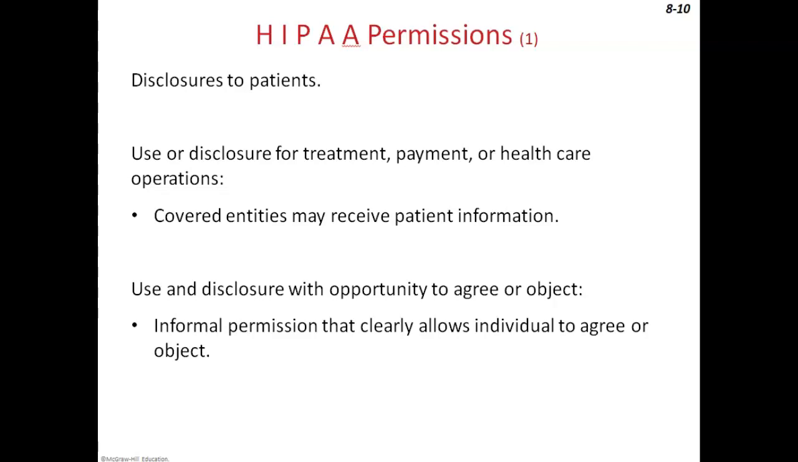Use and disclosure with the opportunity to agree or object. So this is an informal permission that clearly allows individuals to agree or object. So you're visiting your doctor's office and the doctor wants to look you over. You are granting him that permission to view your PHI in order to treat you correctly. This can be a verbal agreement. You can comply silently or without objection, or you could object to it and probably be unable to be seen.